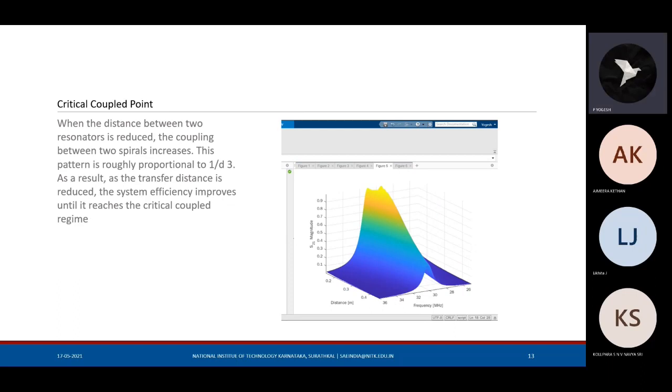Critical coupling point. When the distance between two resonators is reduced, the coupling between the two spirals increases. This is roughly proportional to 1 by d cubed. As a result, as the transfer distance is reduced, the system efficiency improves until it reaches a critical coupling point.